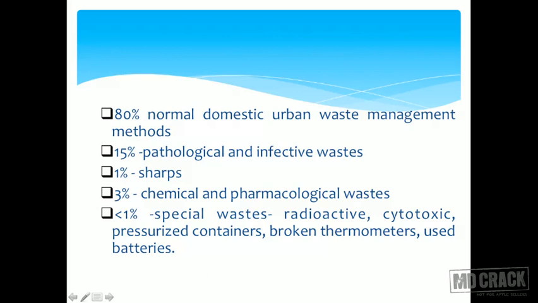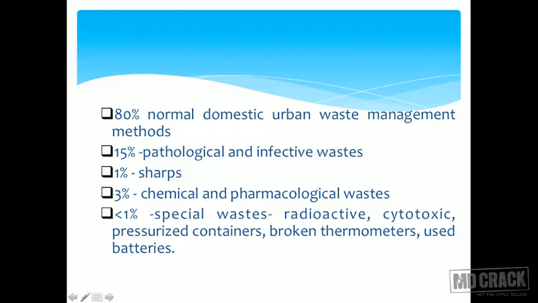80% of the waste that is generated in the hospital, the so-called biomedical waste, is basically domestic urban waste. So there is nothing special about it. Majority of the waste is like what you have in your typical household. However, 15% are pathologicals and infective waste. So this is the dangerous group. 1% of the waste generated is sharps. Sharps means anything that can puncture or incise. So sharp waste is 1%. 3% has chemical and pharmaceutical waste. So that is when you have your expired drugs or discarded medicines, those come under this.